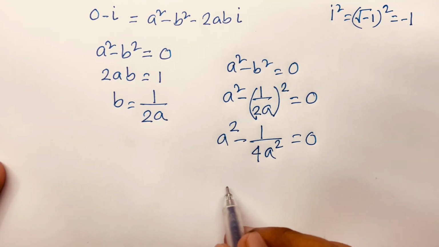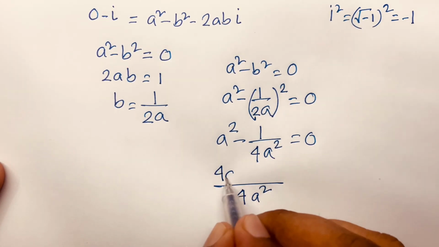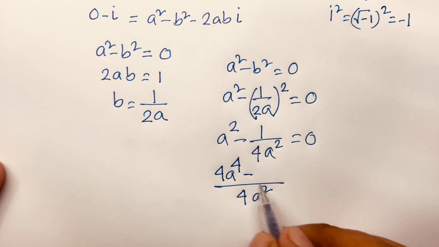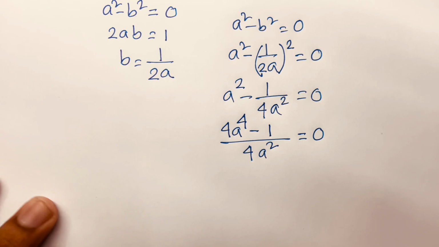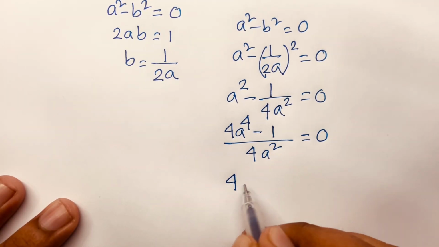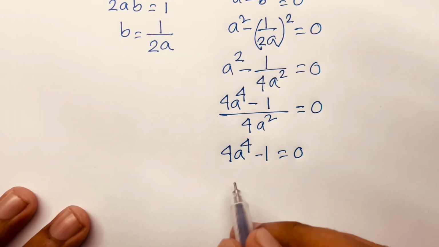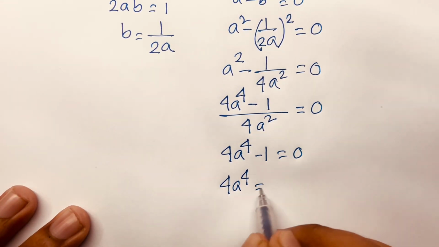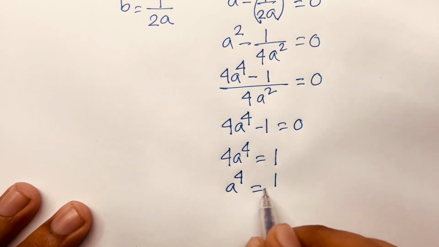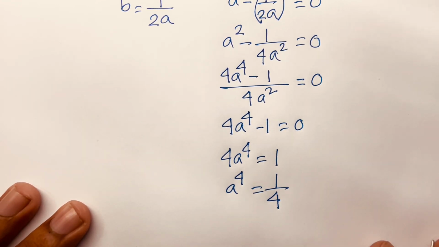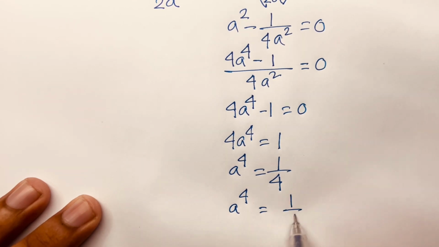Then this equation becomes: 4a square times a square will be 4a to the power 4 minus 1 is equal to 0. Now I can say easily in this case 4a to the power 4 minus 1 is equal to 0. Then 4a to the power 4 is equal to 1. I divide both sides by 4. Then a to the power 4 is equal to 1 over 4.